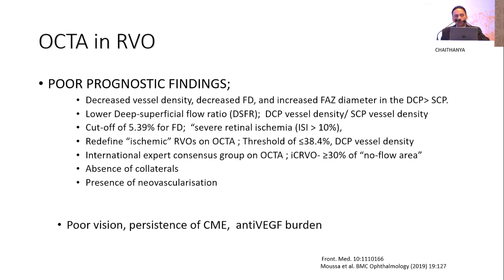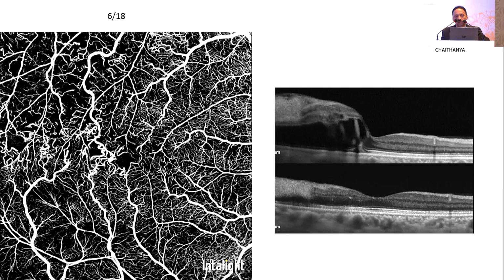All these variables have shown us that if there is a deep capillary plexus which is severely involved, then these patients have a poor visual outcome. They have persistent macular edema, and there is an increased anti-VEGF burden. Like in this patient here, this patient was treated and had a good anatomical response. But if you look at the superficial capillary plexus shown there, it looks nearly normal with the collateral, but the visual acuity is poor.